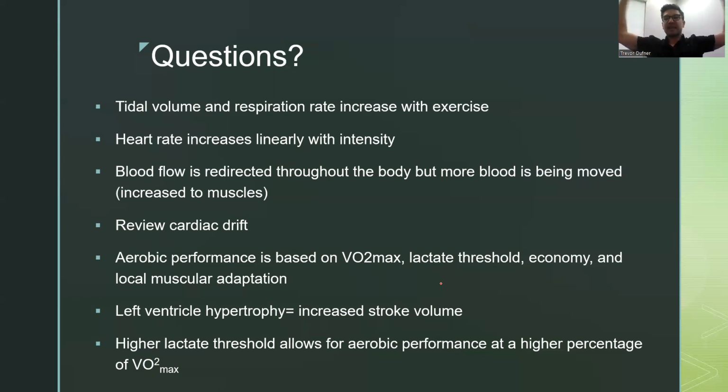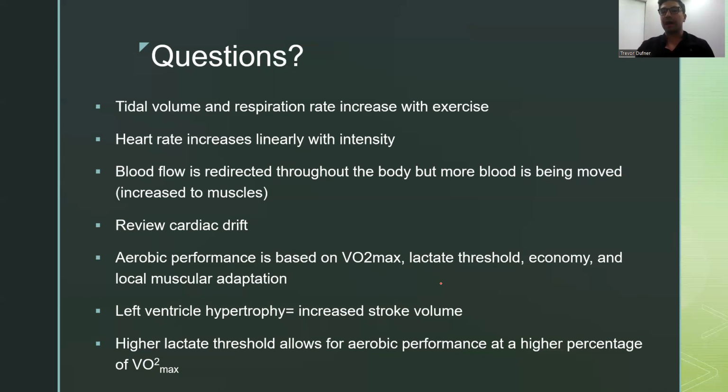Aerobic, which is mostly saying it's happening because of dehydration. So as dehydration begins to limit the amount of blood flow in your body, what's happening and what are the compensatory reactions that are happening? Aerobic performance is based on a variety of factors: VO2 max, lactate threshold, economy, and local muscular adaptation. Know what's occurring there. Left ventricle hypertrophy is causing increased stroke volume.